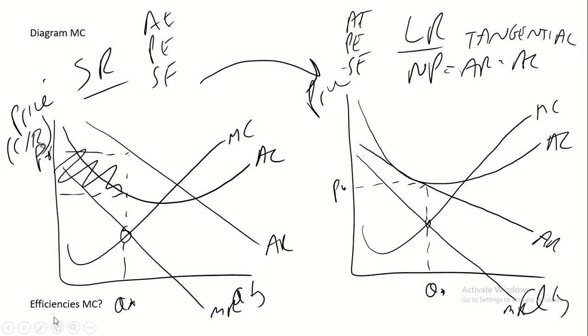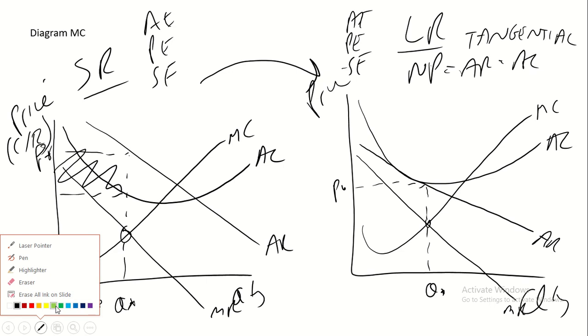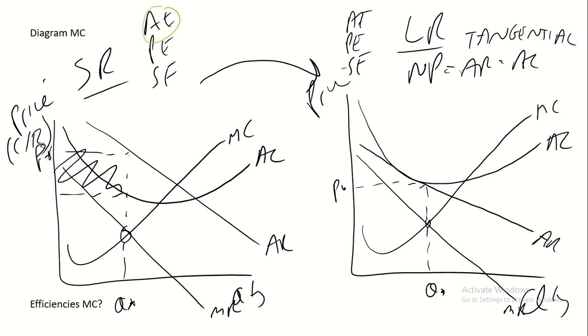Right, let's have a look at them then quickly. Short run, are they allocatively efficient? Does AR equal MC? AR meets MC there. It doesn't happen where the output is, so they're not allocatively efficient. Does the firm produce at the bottom of the AC curve where MC equals AC? No, they don't, so therefore they're obviously not statically efficient.